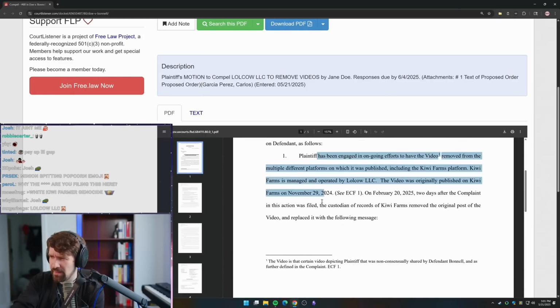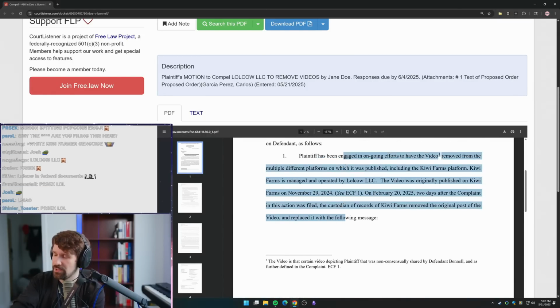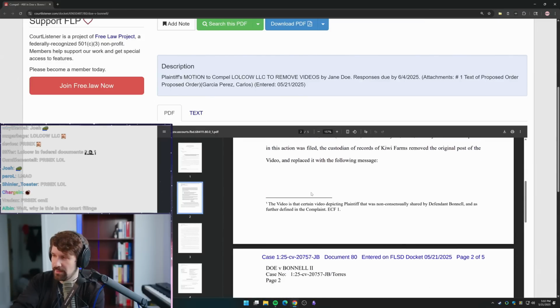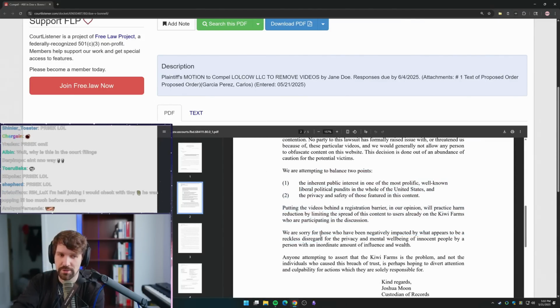I don't think it was removed. I think they just made it so you had to be logged in to actually see it, I think. But I don't even have an account on Kiwi Farms, so I don't know. But I think that's what it says here. So they repost Joshua's full statement.